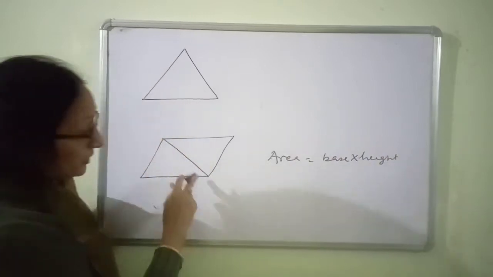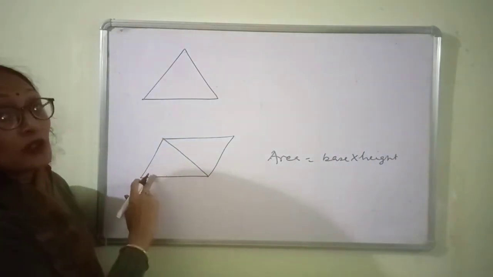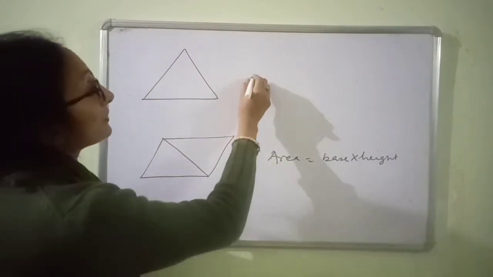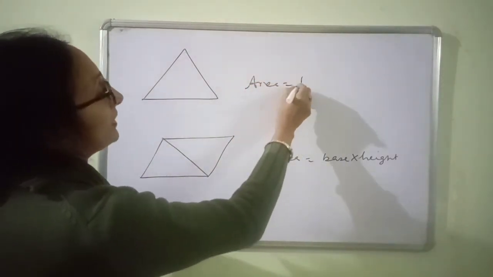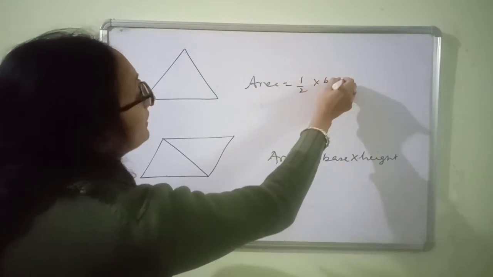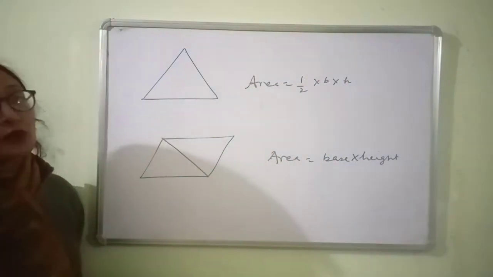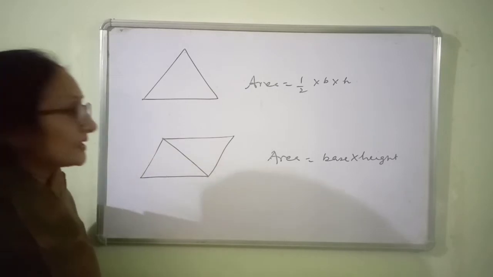Now if we join it, these angles are equal and so the area of a triangle will be half of it. That means area is half into base into height. Now we will do some simple questions in which base and height of a triangle is given.